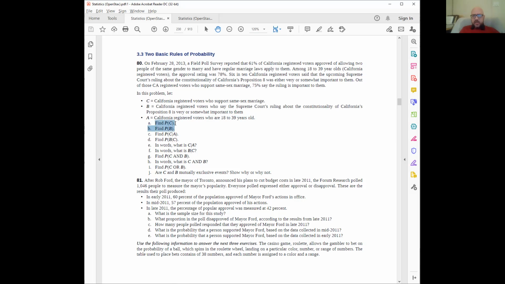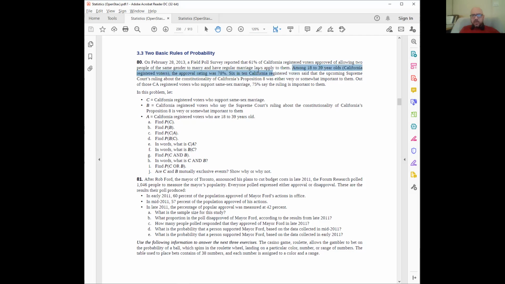All right, so let's answer these. Probability of C, that is the proportion of California registered voters who support same-sex marriage, which we said was 61%. So 61% here. Probability of B is the proportion who say the ruling was important to them, so that is 60%. C given A, so that is support same-sex marriage, given that they are between 18 and 39. Among 18 to 39 year olds, the approval rating is 78%, so this is 78% here. B given C is the proportion of registered voters who say the ruling is important out of all of those who support same-sex marriage. So out of the registered voters who support same-sex marriage, 75% say the ruling is important to them. So probability of B given C is 75%.